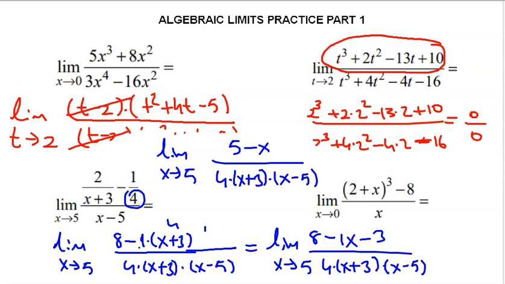At first, you can say that these two are not factorable and can't cancel each other out. But when you multiply 5 minus x by negative 1, you end up with this expression in the denominator. So when we simplify, we get negative 1 on top, and we apply the plug-in. We get negative 1 over 4 times 5 plus 3, so negative 1 over 4 times 8, and then we get negative 1 over 32 as the answer to the third problem.